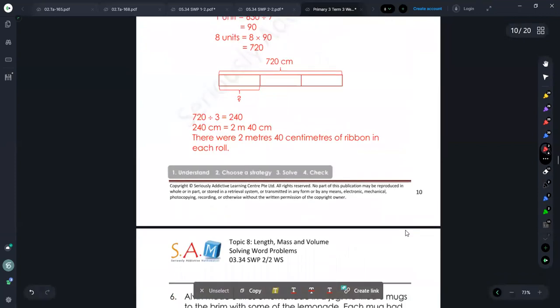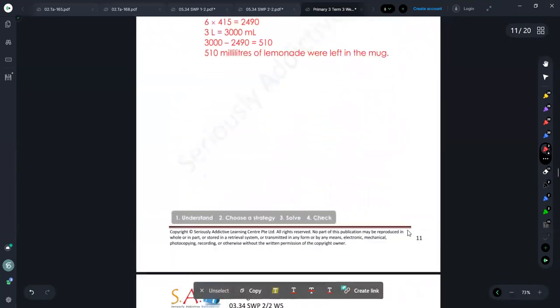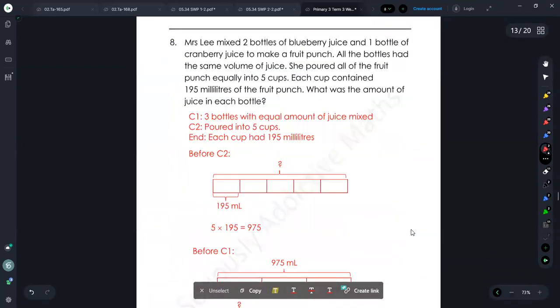Okay, and then you can get them to try question 6 on their own. For homework, you can assign the change questions to them. You don't have to do everything, but they will focus on the change questions.